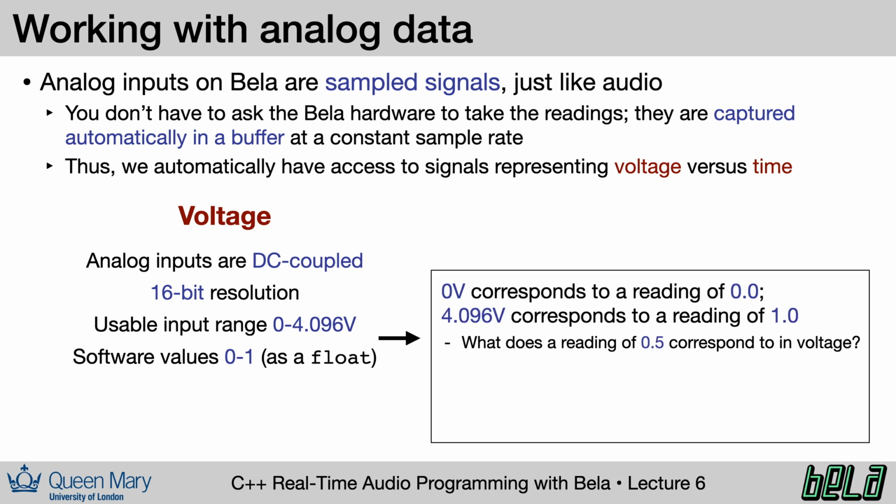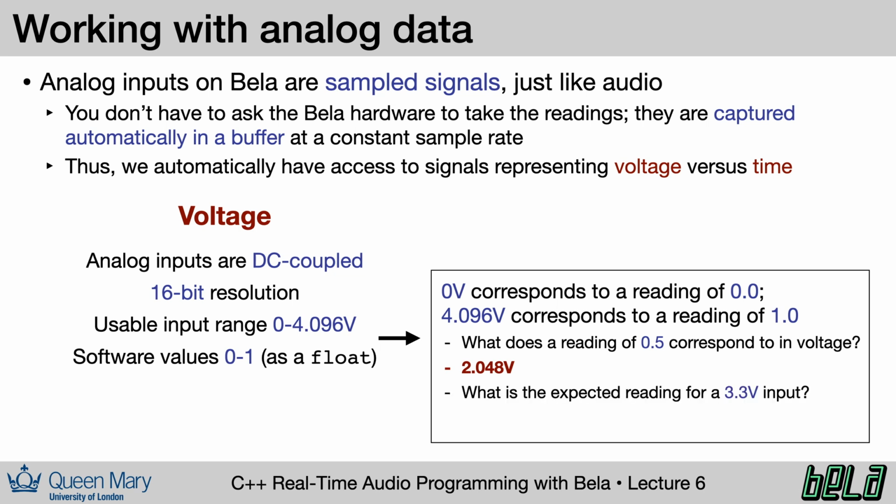Specifically, if 0 volts corresponds to a reading of 0 and 4.096 volts corresponds to a reading of 1.0 in the Bela code, then what would a reading of 0.5 mean in voltage? Well, in this case, it would be half of 4.096 volts, or 2.048 volts.